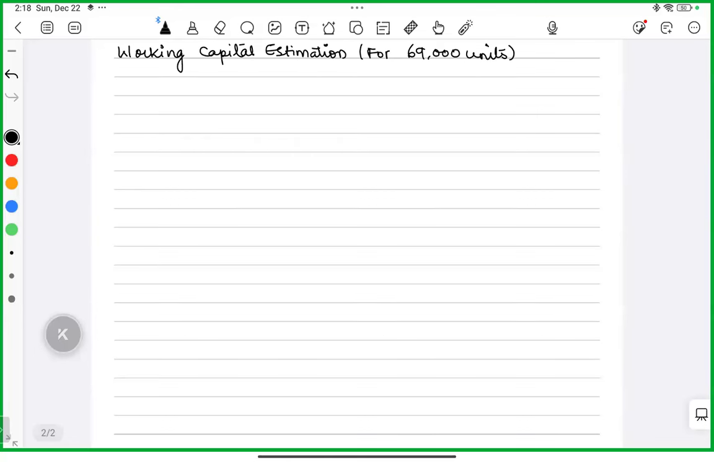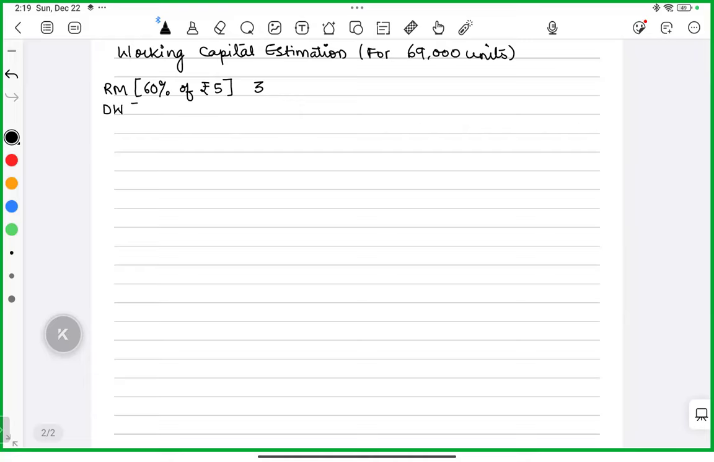You are given selling price per unit. Then you are given raw material 60% of selling price, direct wages 10% of selling price, and overhead 20% of selling price. Now let us first convert these percentages into absolute amounts. So raw material, you are told that it is 60% of the selling price, and selling price is rupees 5. So 60% of rupees 5, your raw material cost per unit is 3.